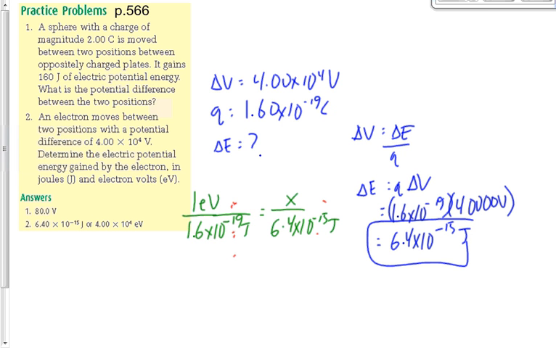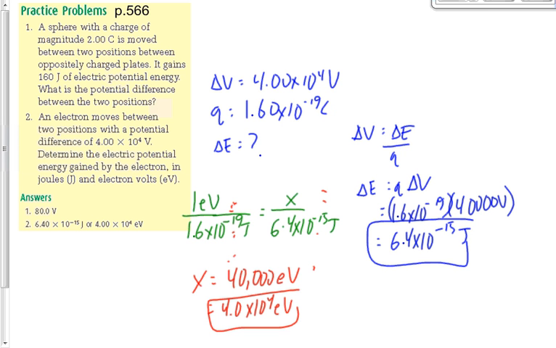If the top is equal to the bottom here, then the top is going to be equal to the bottom here. We just have to find out what the top is on the right-hand side. The 6.4 goes up by multiplying. We divide it by 1.6, and lo and behold, we end up with 40,000 electron volts, or 4.0 times 10 to the 4 electron volts. Now, it's the same number as we ended up with for potential difference.